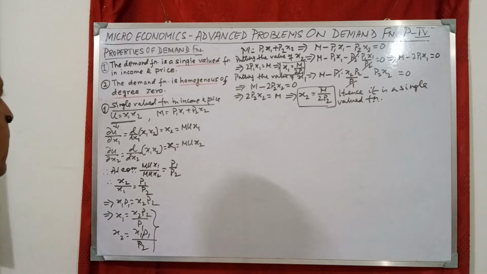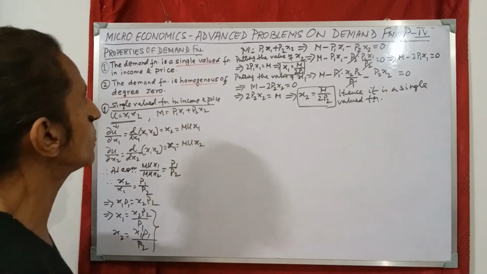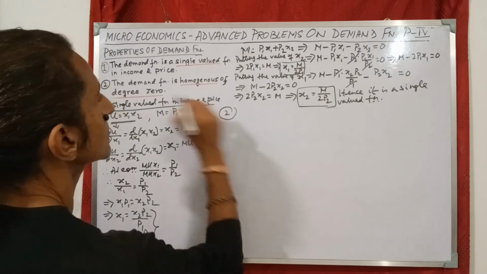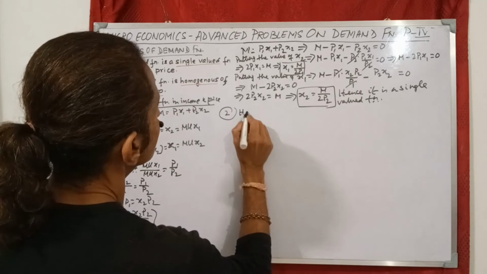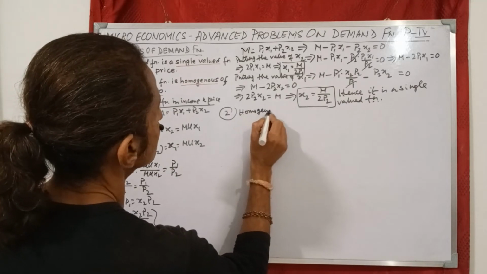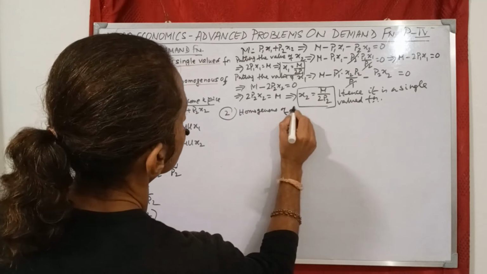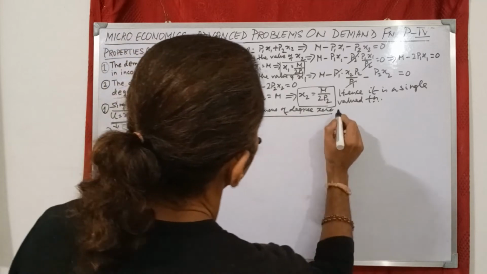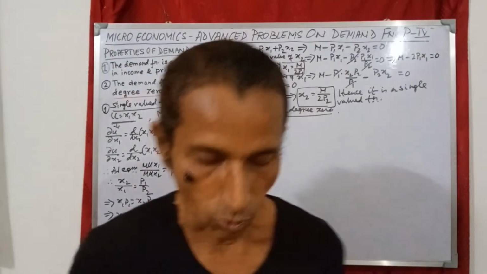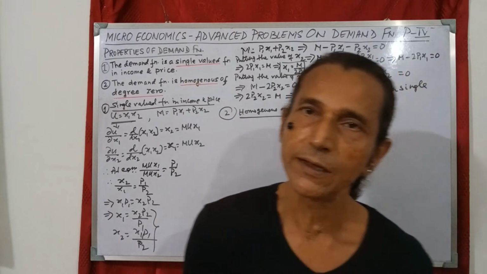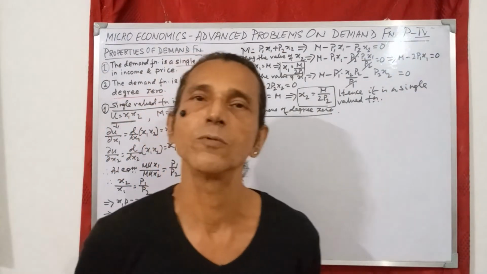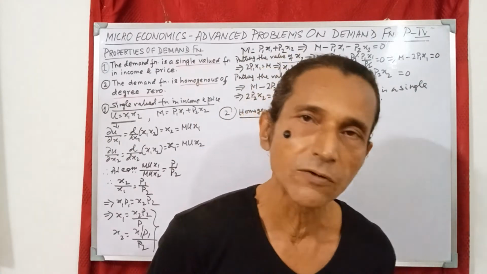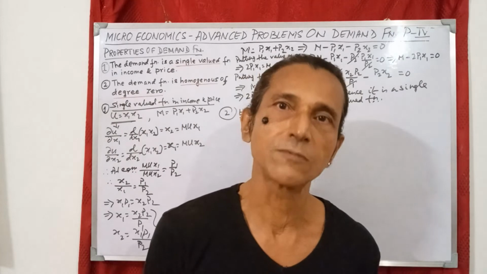Now let's get into property number 2, that is demand function is homogeneous of degree 0. As I have just said, homogeneous of degree 0 means if the income of the consumer and prices of the commodities change in the same direction and in same proportion, then there will not be any change in the purchase of the commodities by the consumer.